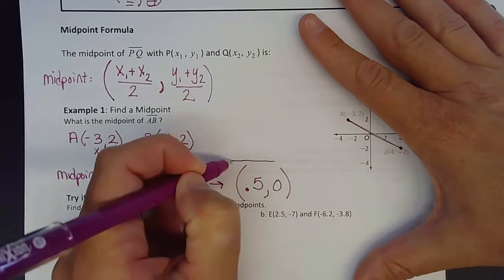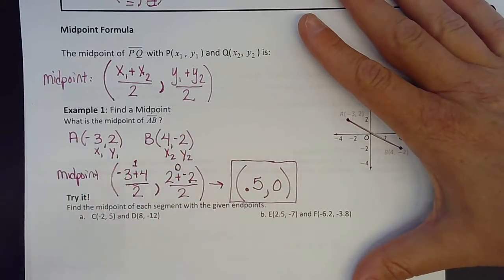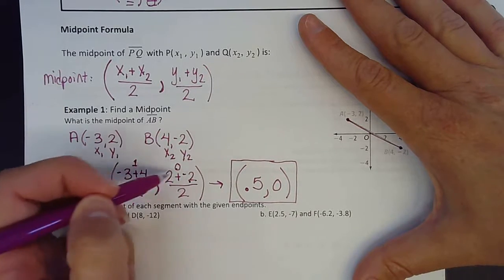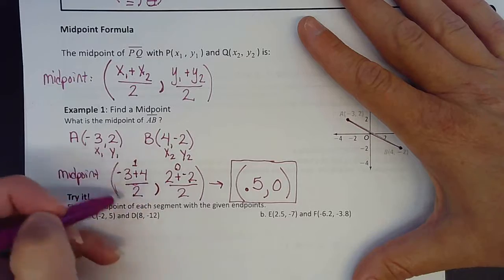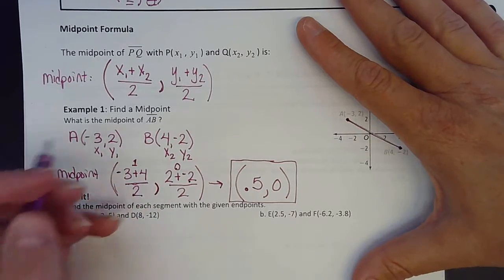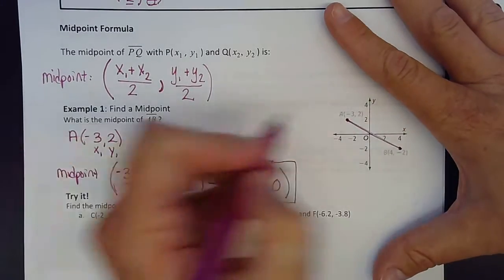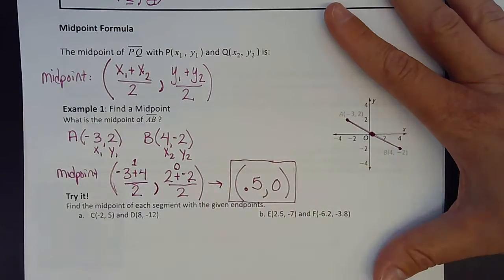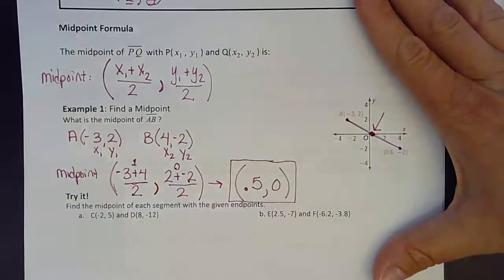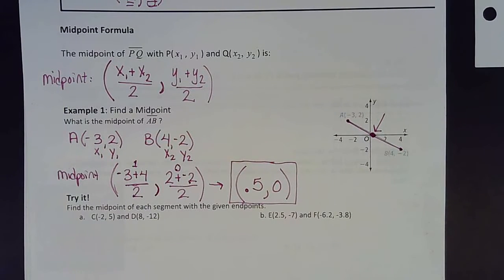So this is the midpoint. That's it. Add the numbers, divide by 2. Add the numbers, divide by 2. Put a comma in between them, parentheses around them, and you're done. So like right here, 0.50 is about right here. This would be about the midpoint. Any questions on that?